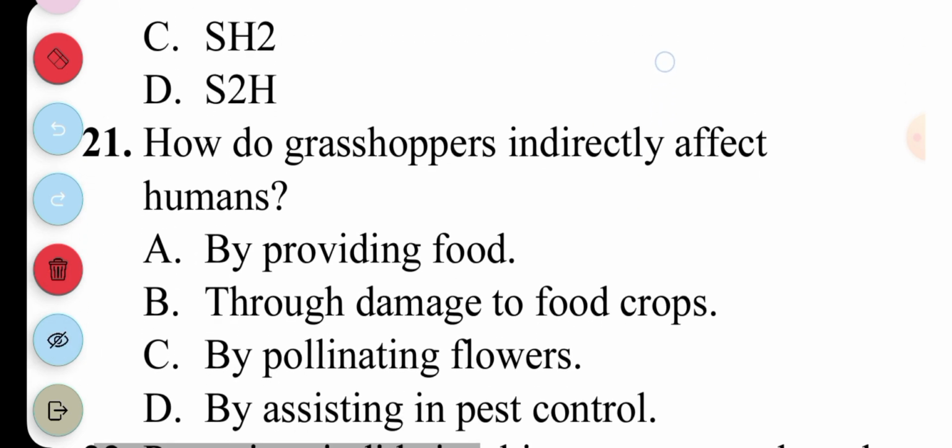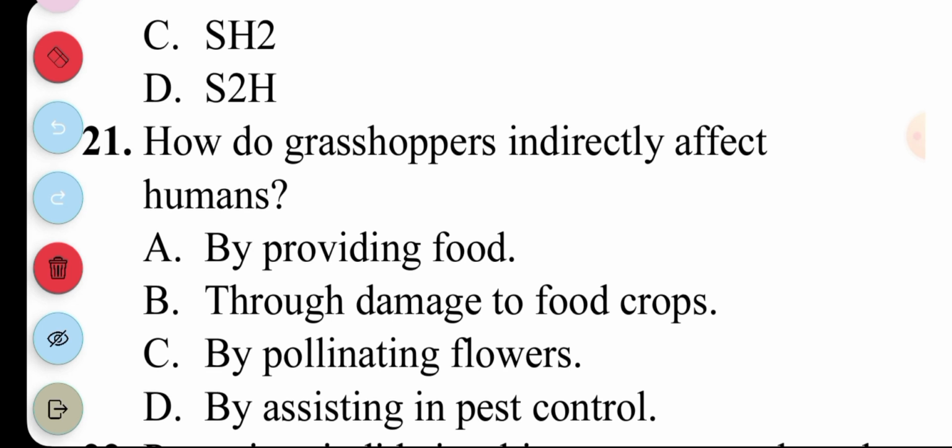21. How do grasshoppers indirectly affect humans? By providing food, through damage of crops, by pollinating flowers, by assisting in pest control, by damaging food crops.